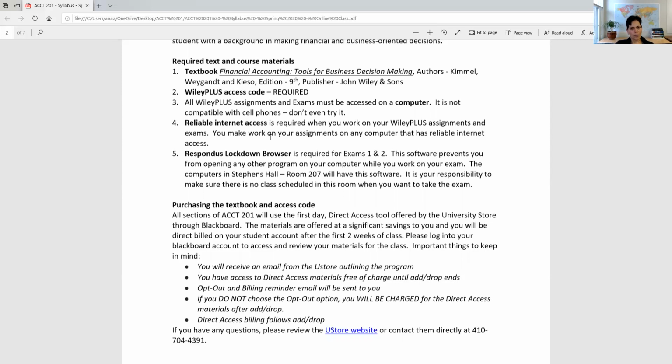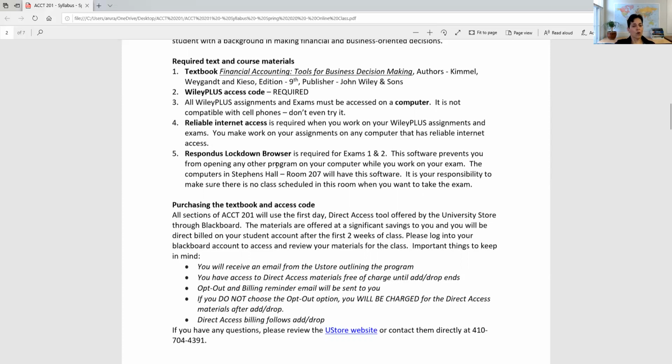one of the open labs. And in room 207 in Stevens Hall, that's an open lab in Stevens Hall, the business college. We have some computers right now that have the lockdown browser. I'll talk about that a little later.